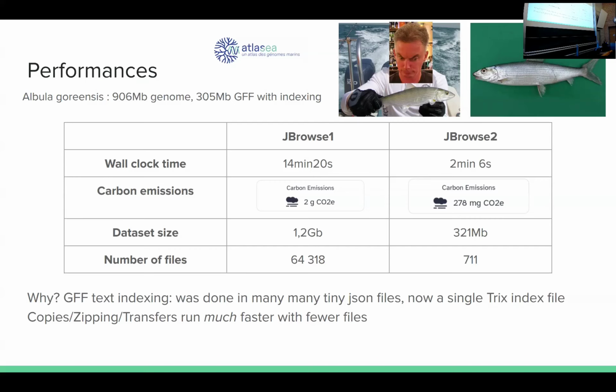We are using a trix index, which is just 1 or 2 files on the disk, which makes everything about copying, zipping, transferring data between compute nodes and Pulsar nodes or whatever much easier and much faster, because yeah, computing file systems often don't like to have many small files. So now what can we do with all of this?